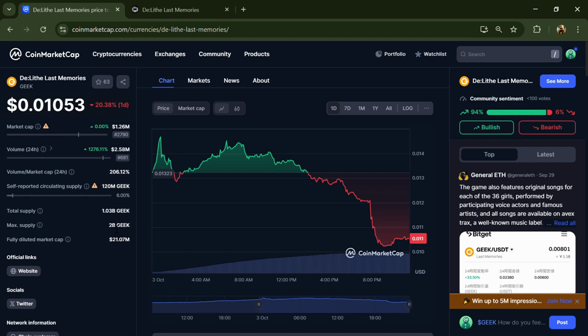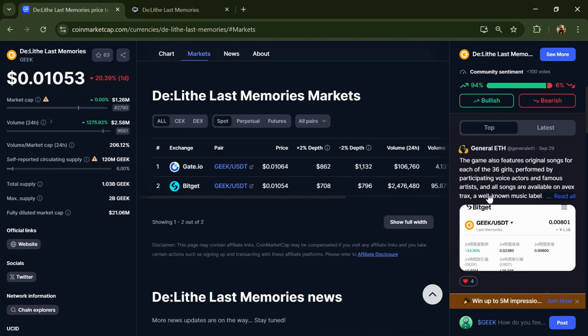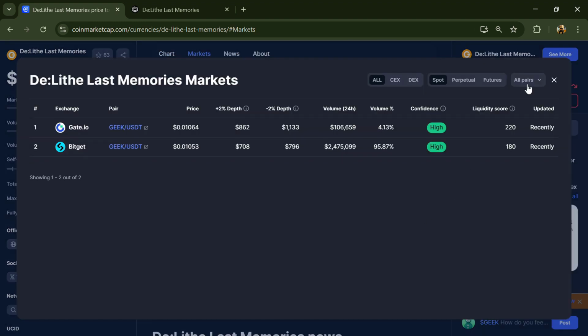GEEK token's maximum supply is 2 billion, total supply is around 1.03 billion, and circulating supply is 140 million GEEK tokens. The GEEK token is listed on Gate.io, Bitget, and other exchanges.